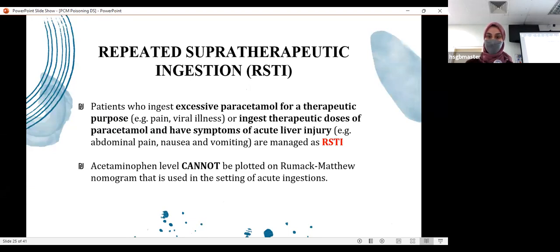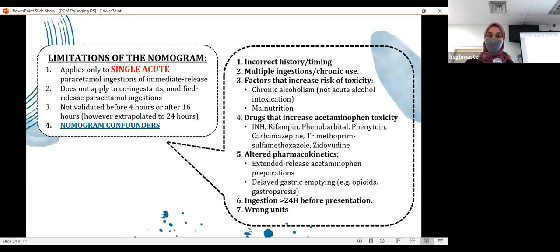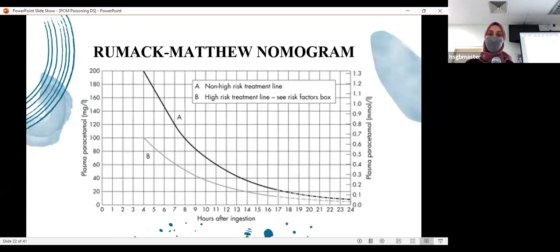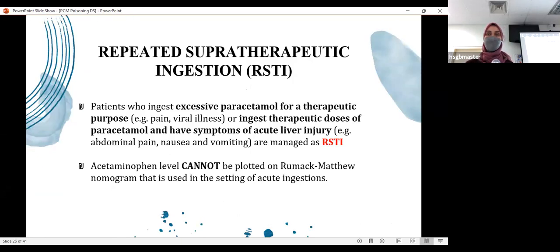Alright, so patients in whom you cannot use this nomogram are patients who have chronic ingestion. So patients who ingest excessive paracetamol for a therapeutic purpose or ingest therapeutic doses of PCM and have symptoms of acute liver injury are managed as repeated supratherapeutic ingestion or RSTI. Acetaminophen level cannot be plotted on the Rumack-Matthew nomogram that is used in the setting of acute ingestions.